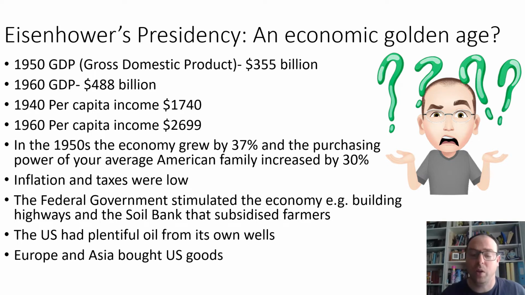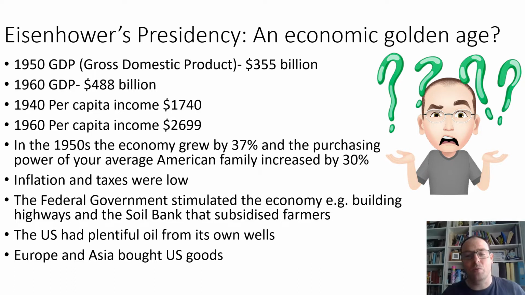Taxes were low. And when we've looked at Eisenhower, one of the key things Eisenhower wanted to do was to balance the budget, and he didn't believe in an overly strong federal government, although he did intervene in the economy, so he tries to keep taxes pretty low. Eisenhower will, however, stimulate the economy when it needs doing, and there are some good examples of this, like his building of highways and the soil bank that subsidized American farmers and helped maintain food prices. So we see that element of it from a government.